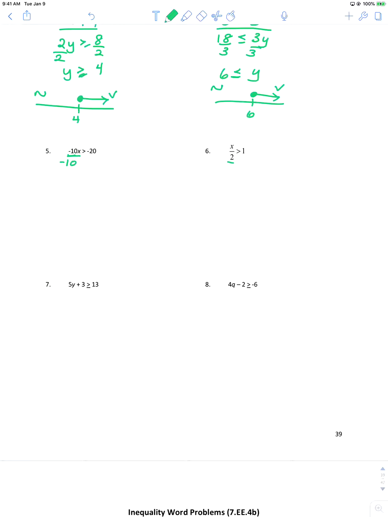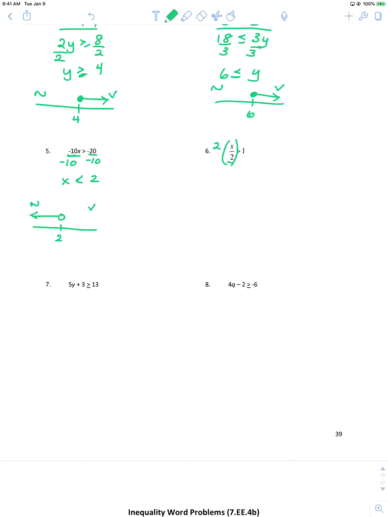Number 5, I'm going to divide by a -10, and I get a +2 here. But what's important to see is I must flip this inequality. Why? Because I divided by a negative. So +2 is my key number on the number line. Open circle. It is eating the number, so I'm going to go to the left.